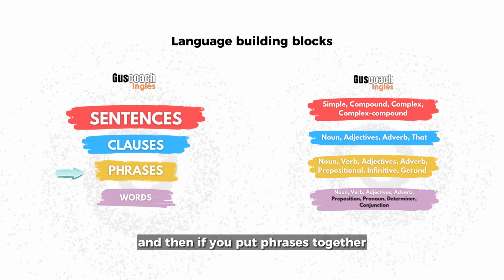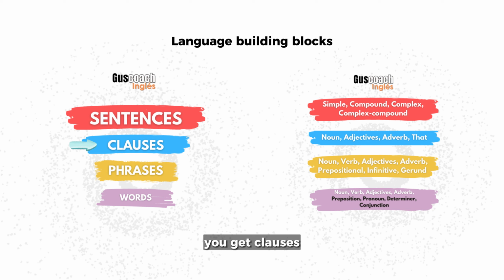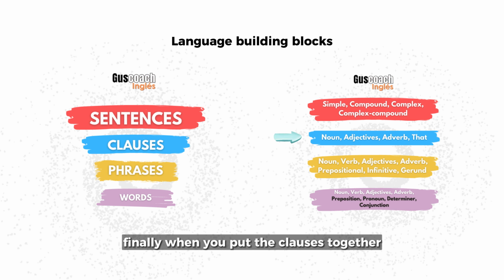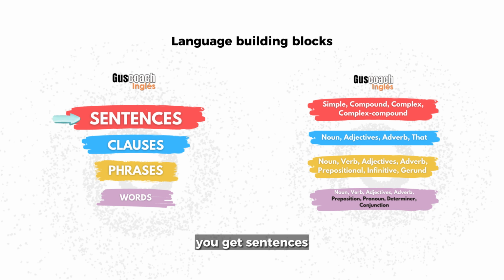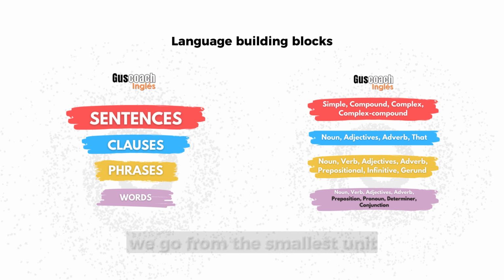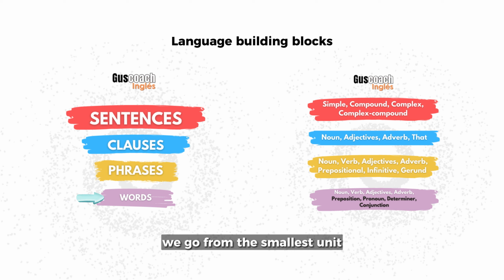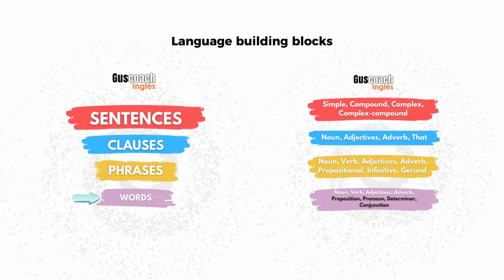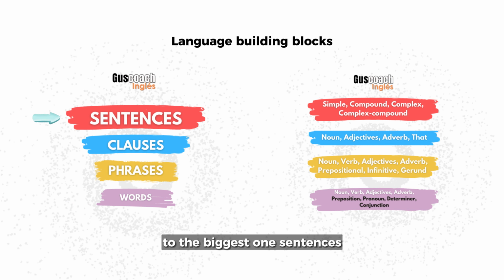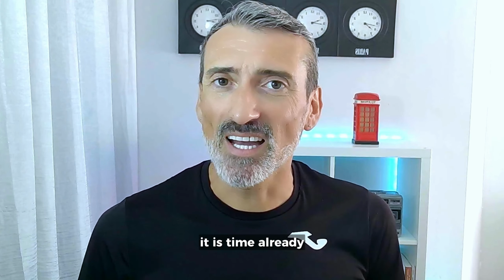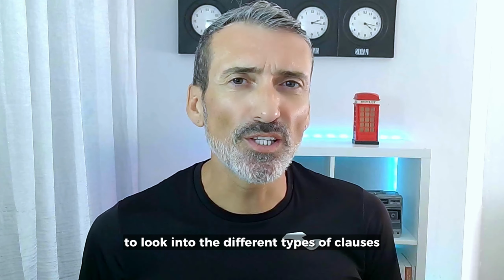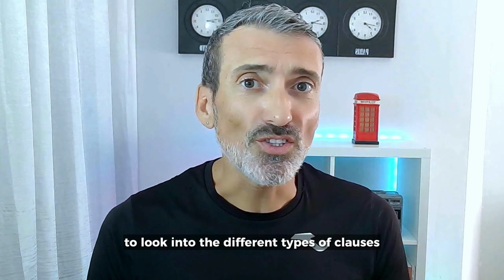And then if you put phrases together, such as a noun phrase and a verb phrase, you get clauses. And finally, when you put clauses together, you get sentences. And that is how we build our messages. We go from the smallest unit, smallest block, to the biggest one, sentences. It is time already to look into the different types of clauses.